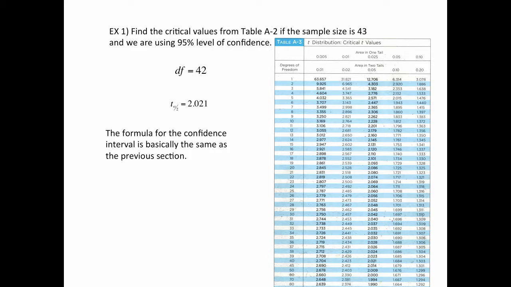And the formula is basically the same. You just use the t instead of the z. And notice we did 95% in the previous section, and it was a 1.96. So you'll see the t's are close to, but not exactly equal to the z's. There's a little bit of compensation for only knowing the sample standard deviation. Just as before, you take the mean and add the error on one side, subtract the error on the other side. This is essentially the same formula as the previous section, but this is the t right here.